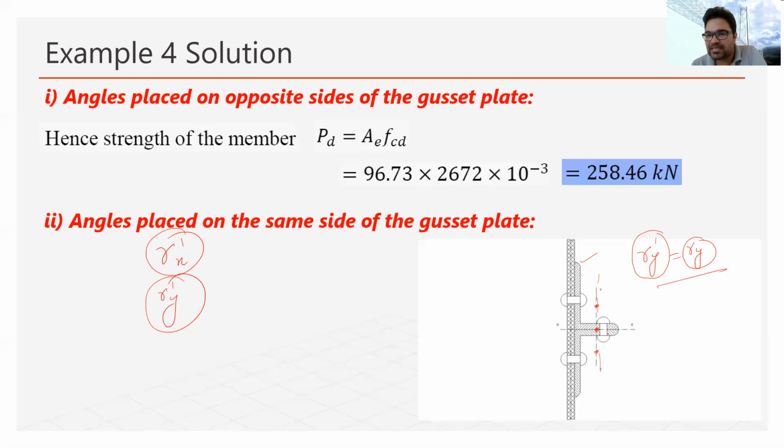While in case of the x-axis, you can see the x-axis of the individual angle section will be like this one. So this is the x-axis of this upper angle section, and this is the x-axis for the lower angle section, and this is the x-axis for the whole assembly. So this capital X is the x-axis for the whole assembly, and this small x will be for the individual axis. You can see all three axes are not in the same line. So that is why we have to calculate it using the moment of inertia.